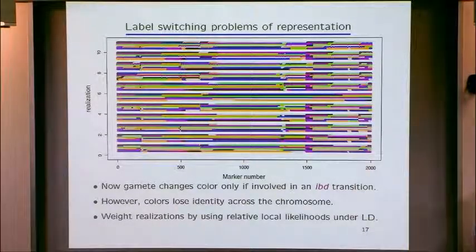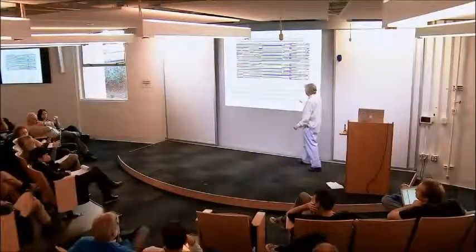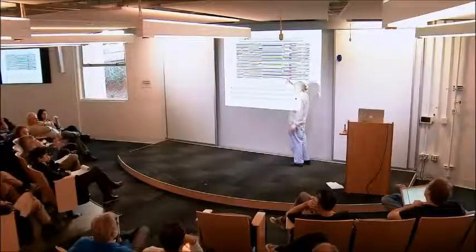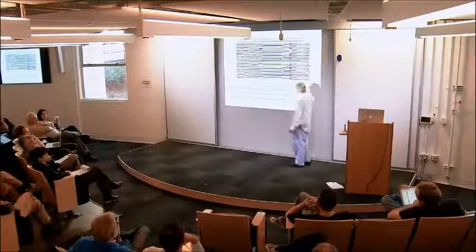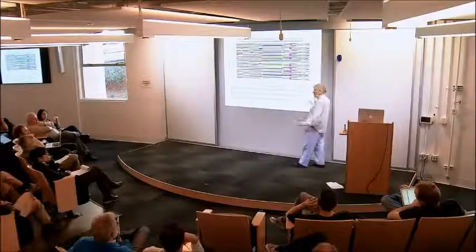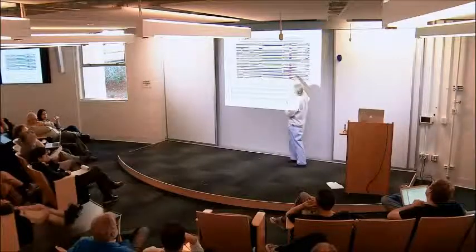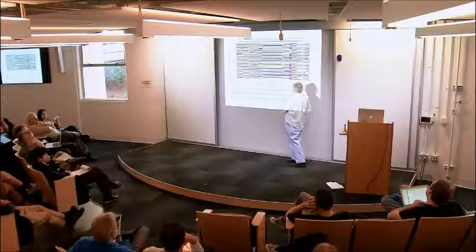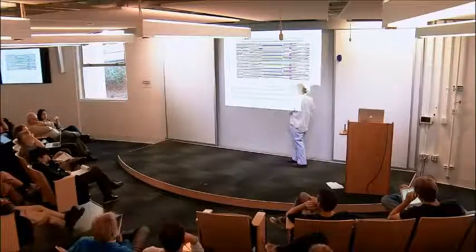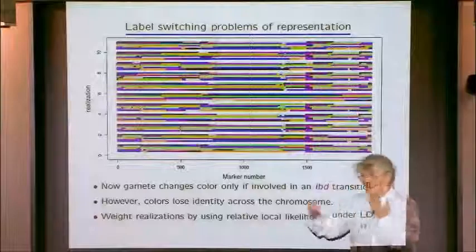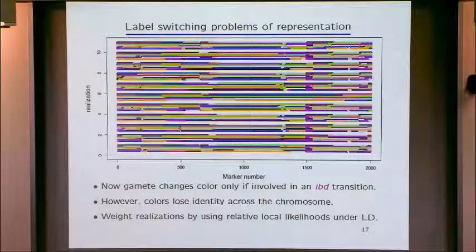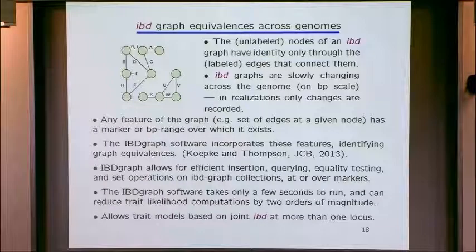I'm sorry, I'm missing. How are you building LD into the Chinese restaurants? I'm not. These are run raw. And then what I'm going to do is use LD information afterwards to downweight areas of inferences that have much lower probability under a correct LD model than under the one I generated. Simple way to weight them. That's a really nice thing about realizations. You can weight things left, right, and center.